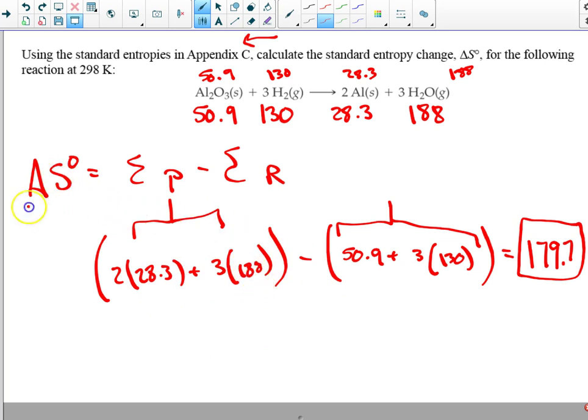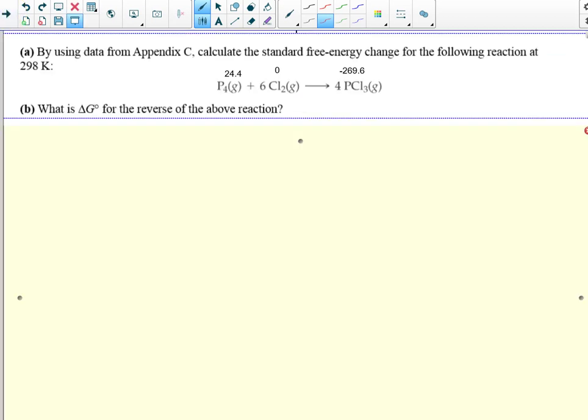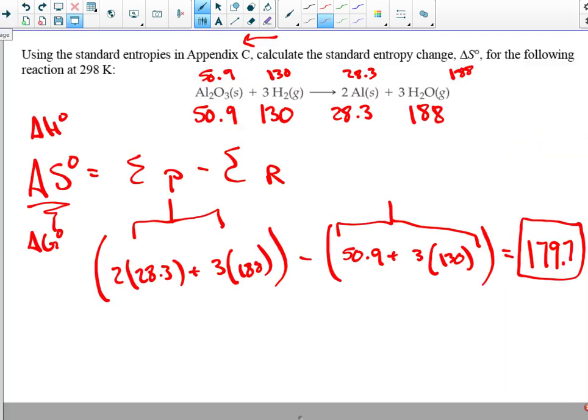Okay, this process repeats itself a lot. We can do the same process for delta H, you remember, and delta G. It's the same idea, you just will look at different values. Okay, sum of products minus the sum of the reactants. Next. No. This process is always P minus R. Always.